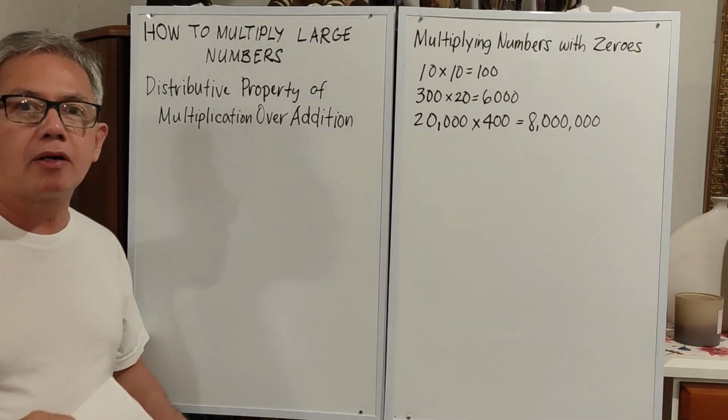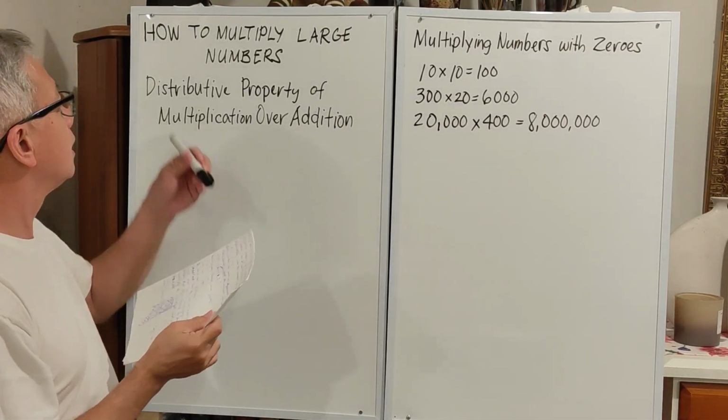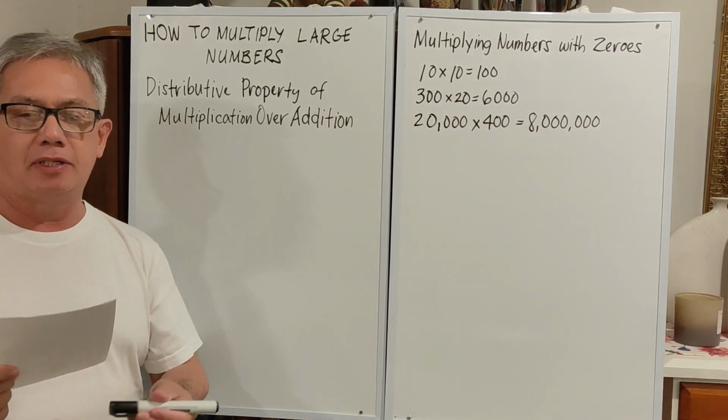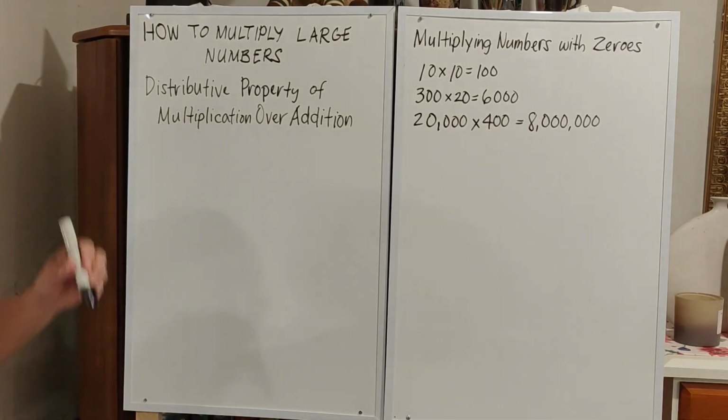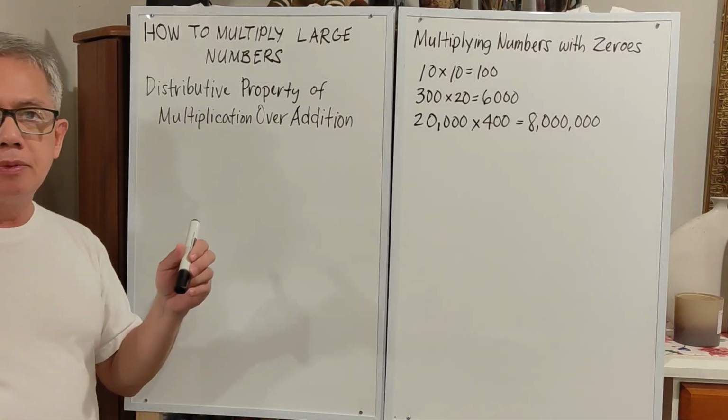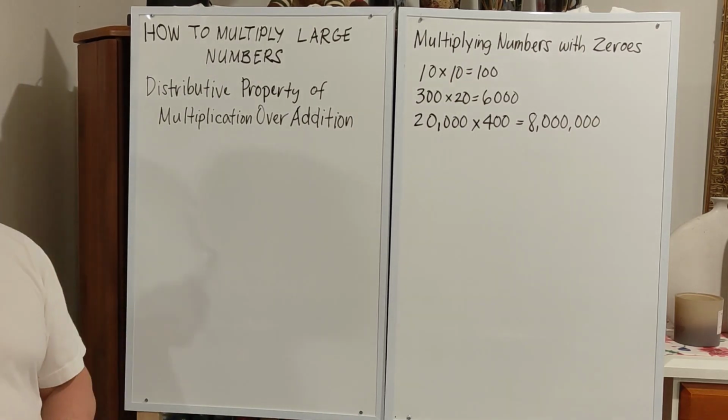Hi, my name is Mario Beluso and I'm here to discuss how to multiply large numbers. But first we need to discuss the distributive property of multiplication over addition.